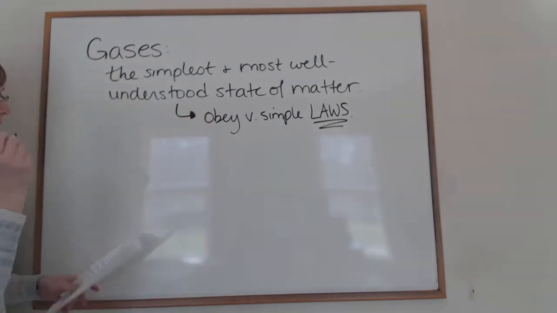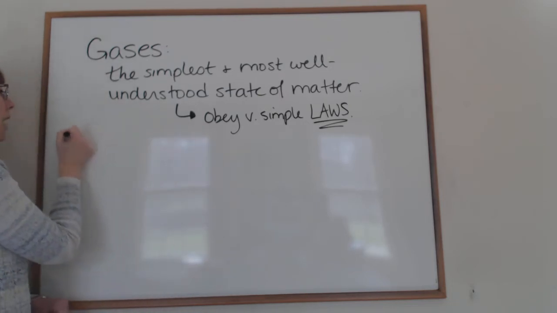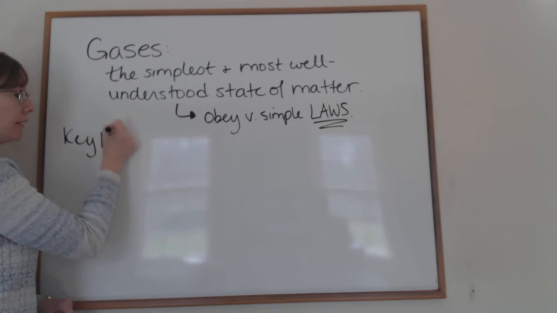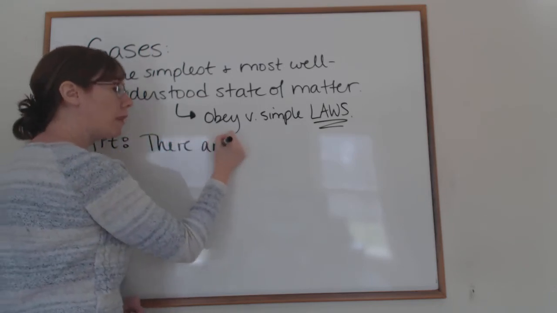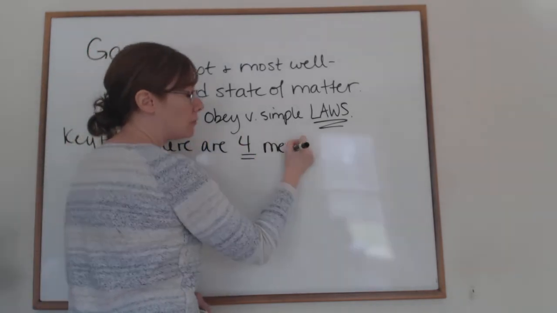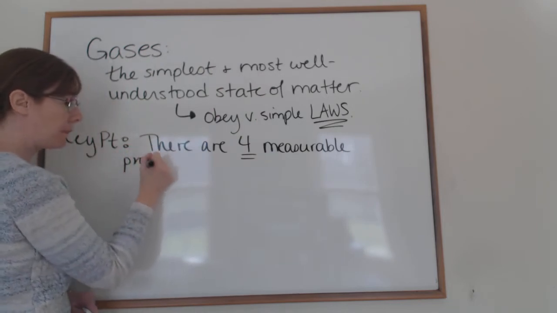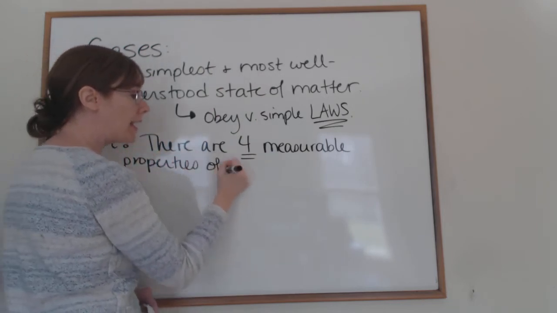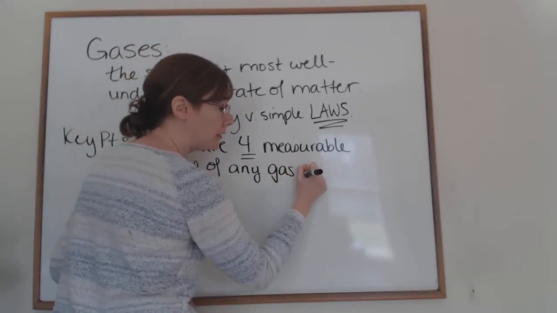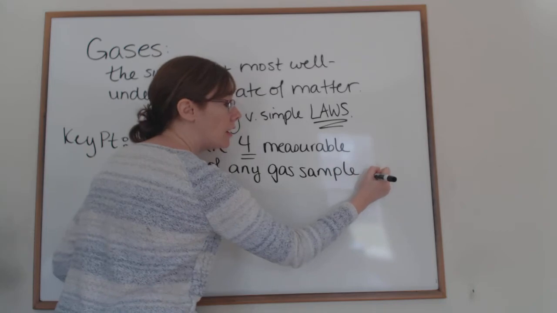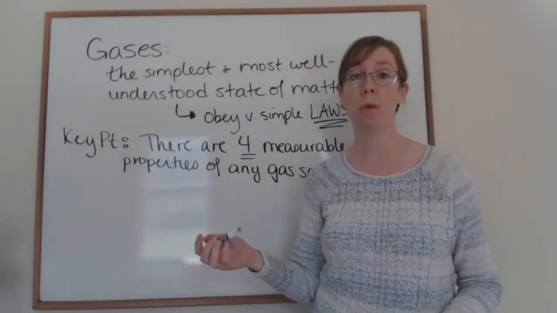So moving on to kind of introduce the topic of gases, I think it's important to just lay this foundation right at the beginning. The key point here is that there are 4 measurable properties of any gas sample. And it's important to learn these 4 properties first, lay out what letters we use to describe each of these 4 properties, and then these are the letters that we're going to be using in all of our equations.